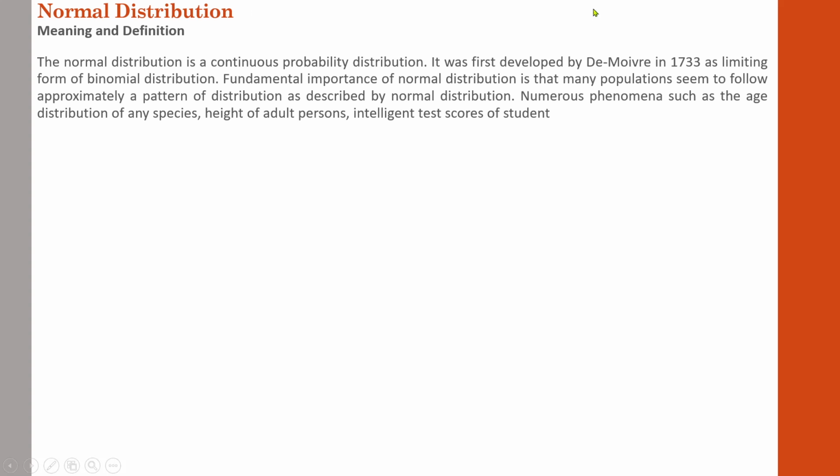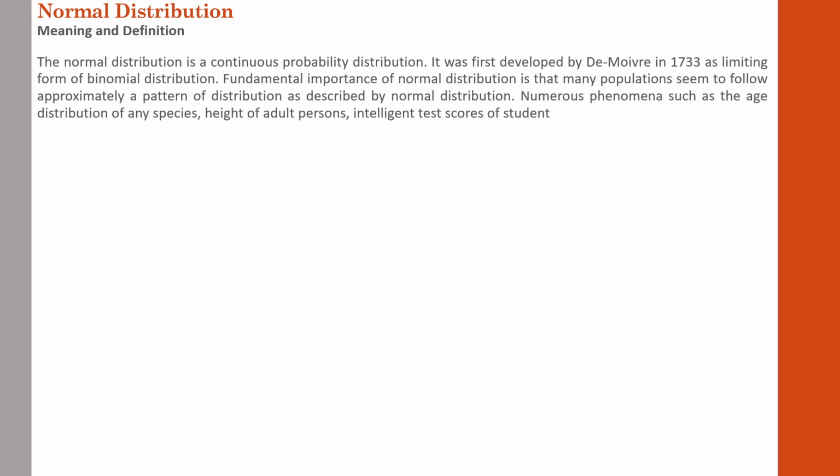The fundamental importance of normal distribution is that many populations seem to follow approximately a pattern of distribution as described by normal distribution. Numerous situations in which we will be using normal distribution include the age distribution of any type of animals or species, human beings, whatever it is, the height of adult persons, and intelligence test scores of students, because such data will be represented in a class format or a continuous format.